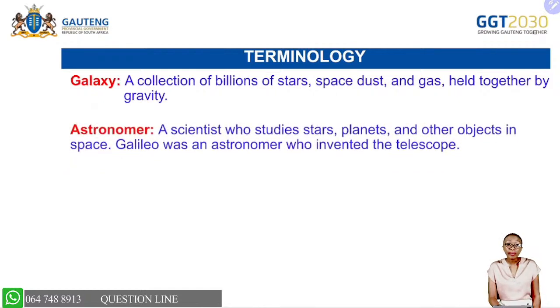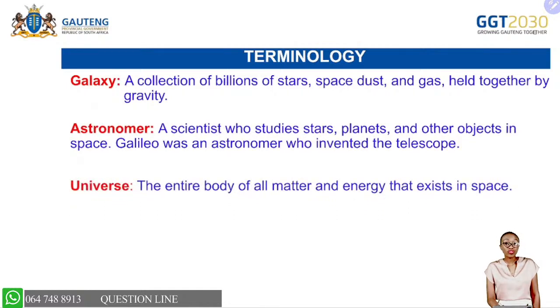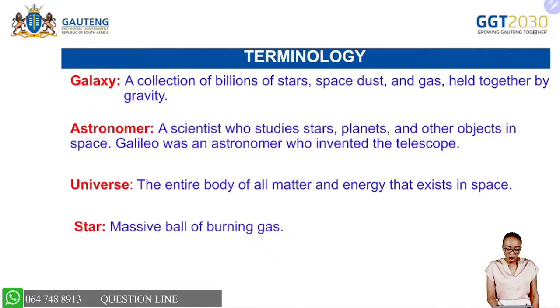And what is an astronomer? An astronomer is a scientist who studies stars, planets, and other objects in space. Galileo was an astronomer who invented the telescope. And universe, what does universe mean? Universe means the entire body of all matter and energy that exists in space. And then star, this is a massive ball of burning gas.